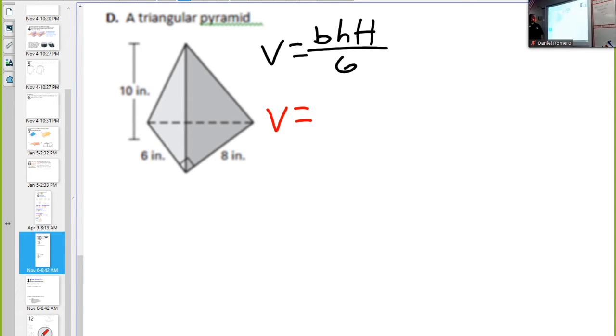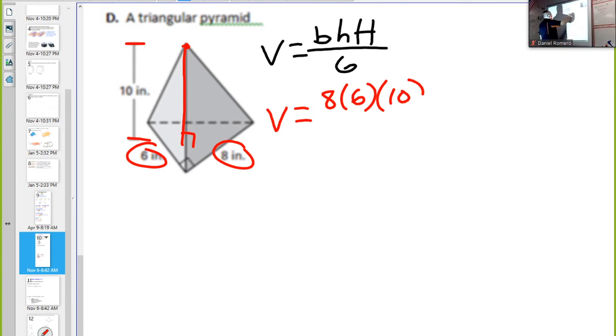For the base of the triangle, you can use any side, as long as the height meets it at 90 degrees. So really, we're going to use the 8 and the 6, and it doesn't matter which one we use for base or height, because they meet at 90 degrees. For the height of the pyramid, it has to go from the tip straight down to the base at 90 degrees. Even though they don't have it marked on the inside, you can tell by that segment that it is perpendicular. It's going straight down. So you can use that as the height of the pyramid and then divide by 6.